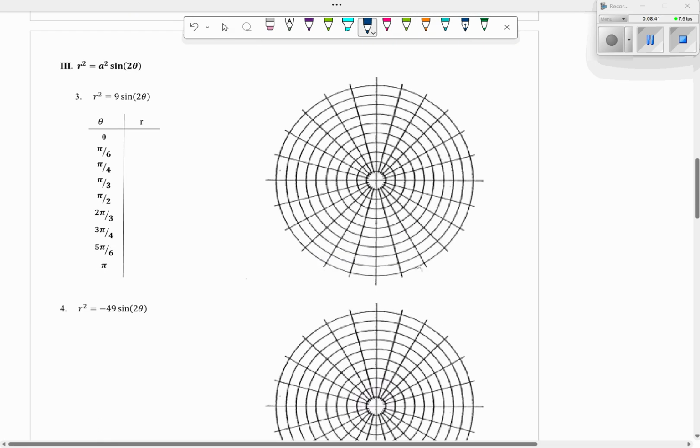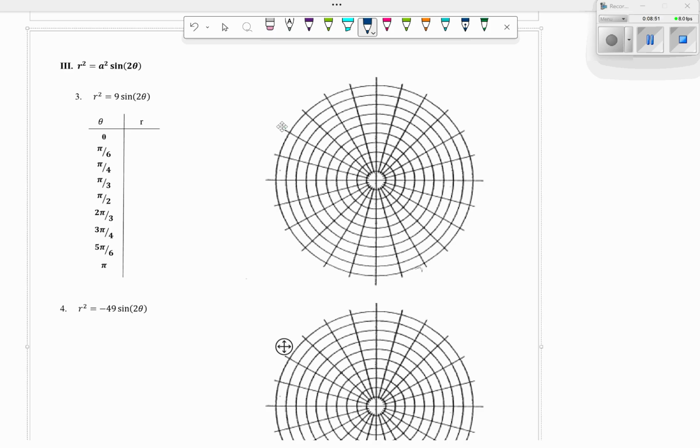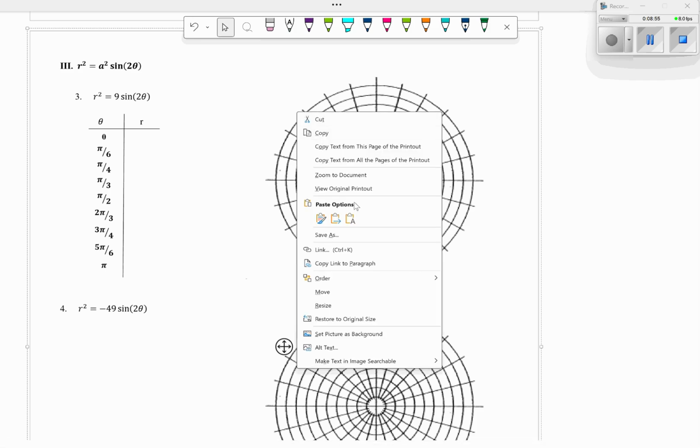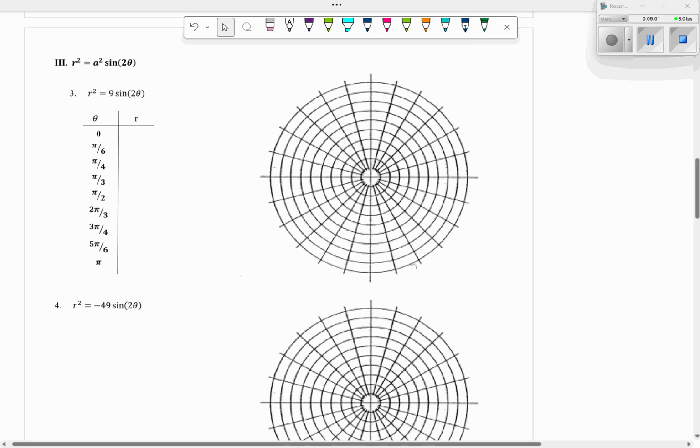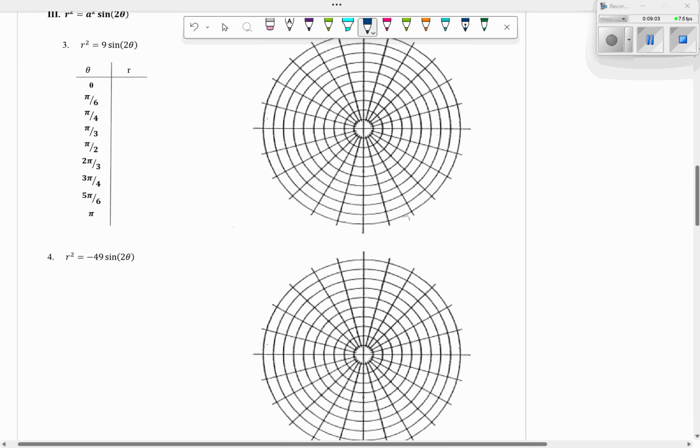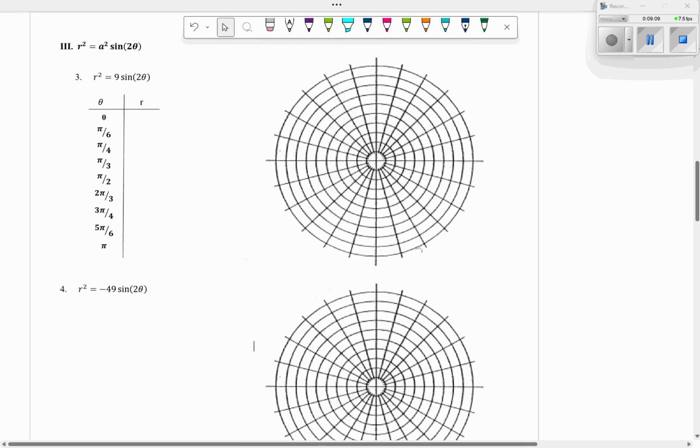So looking at the sine graph, if we were to plug in these values, then we would get the sine of 0. So the sine of 0 is 1, or sorry, the sine of 0 is 0, not 1. So this would be 0, and that would then give us 0 times 9 is 0, square root of that is 0.